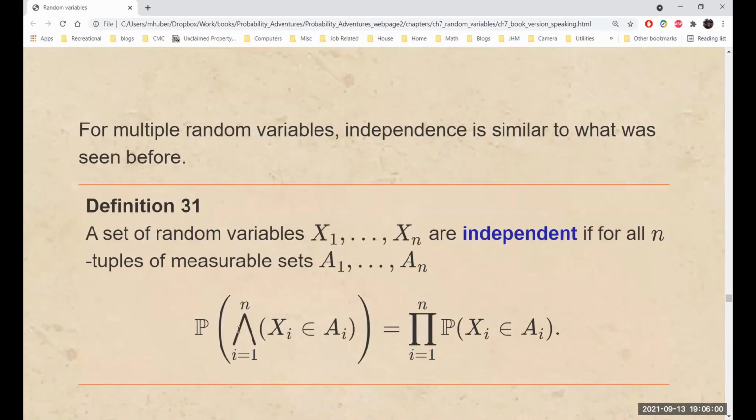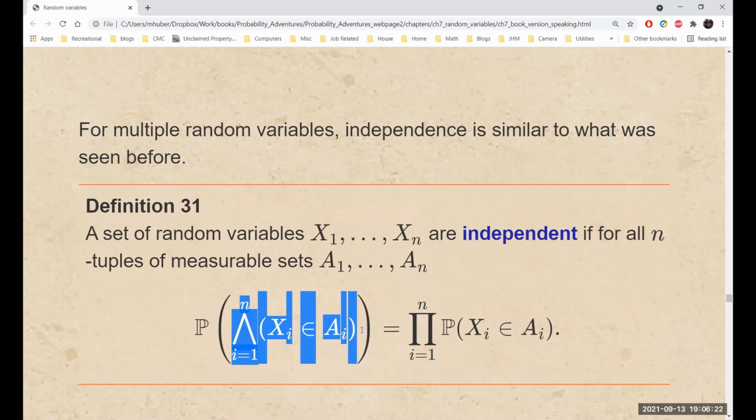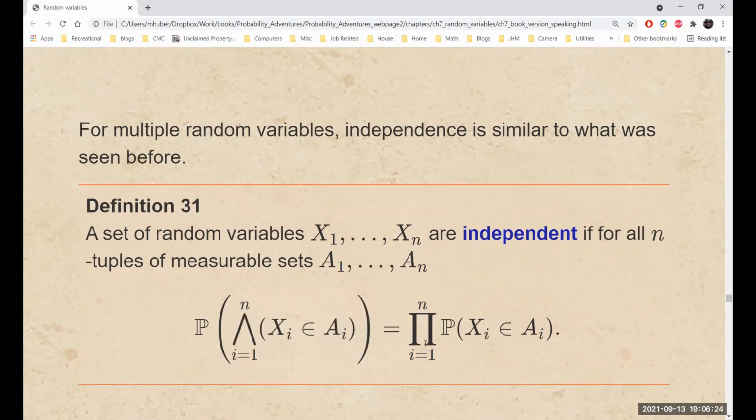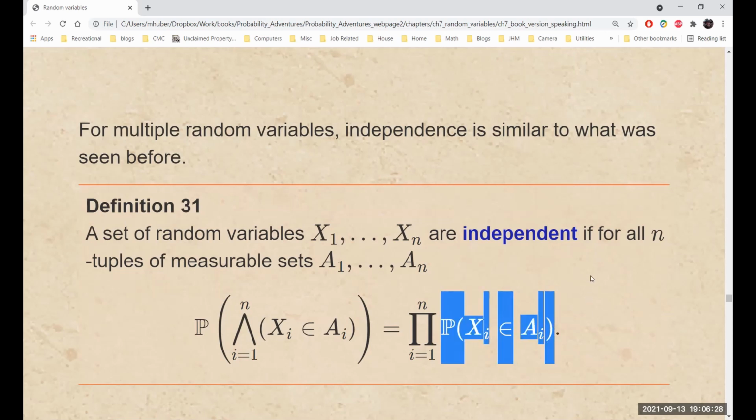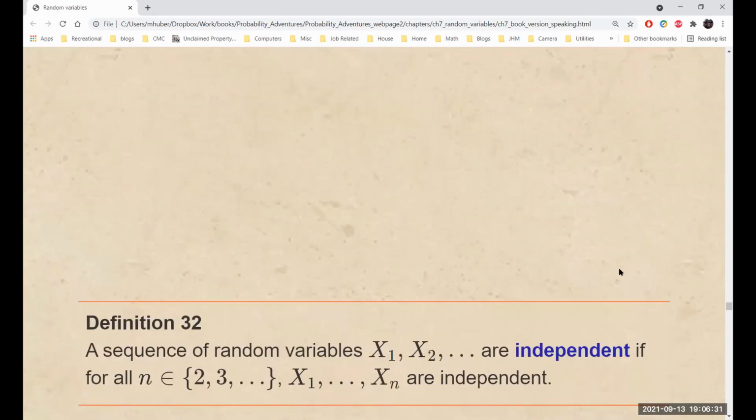Now, for multiple random variables, you do independence similarly to what we did for multiple events. If I have a finite collection of random variables, X sub 1 up through X sub n, those are going to be independent if and only if for all n-tuples of measurable sets A sub 1 through A sub n, the probability that all of these X sub i's are in their A sub i's is the product of the probabilities that the X sub i's are in the A sub i's.